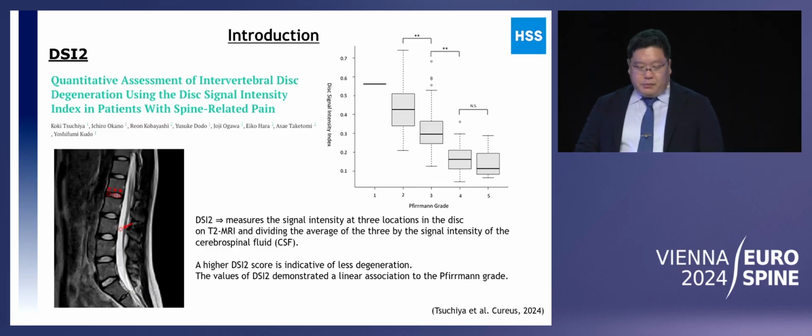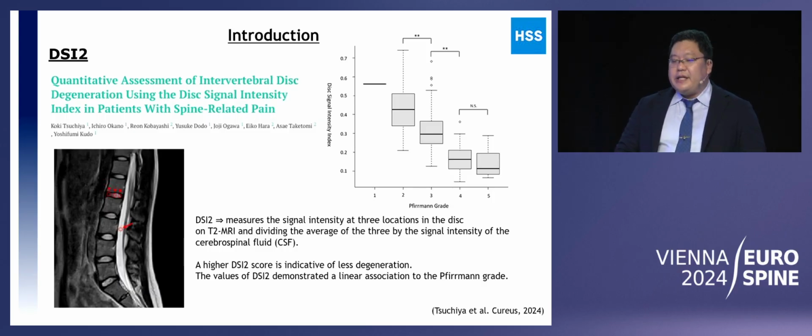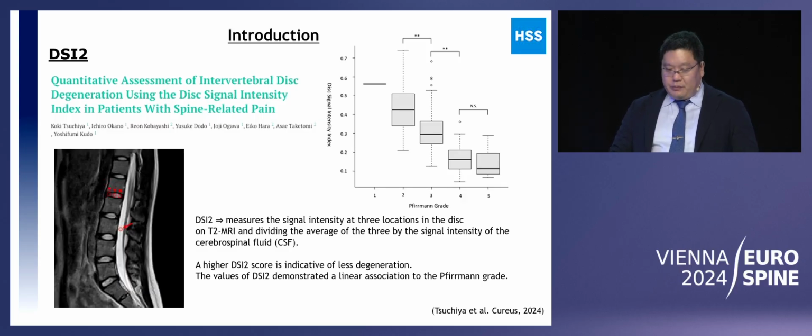So this is the definition of DSI-2. The signal intensity of the discs is divided by the intensity of CSF. It's a very simple one. A higher DSI-2 score is indicative of less degeneration. The values of DSI-2 demonstrated a linear association with the Pfirrmann grade, especially between grades 2 to 4.